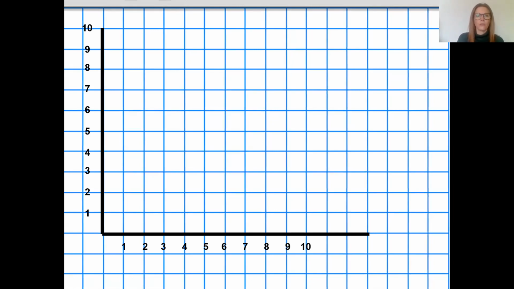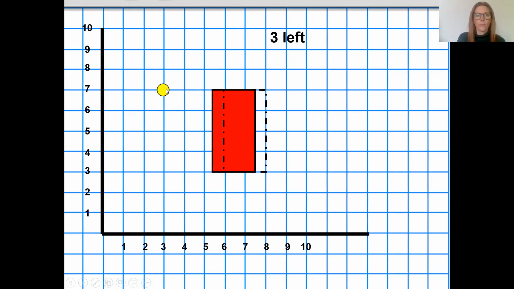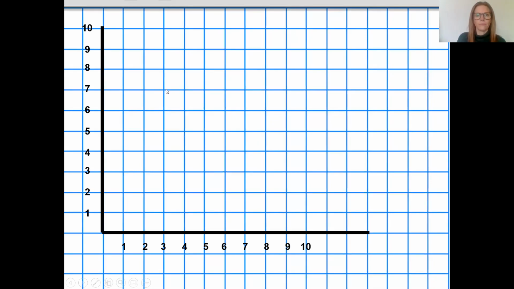Right, so I'm just going to show you a few examples of this. So with our rectangle this time, 3 left. So identify a spot on your shape. So 3 left, 1, 2, 3. So that top left hand corner is going to be there. And then we can put the shape in its new position.